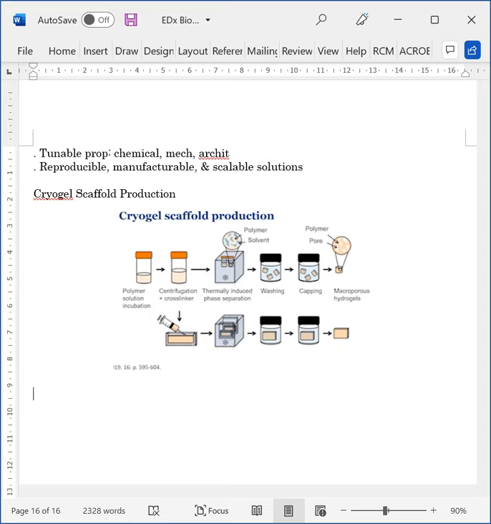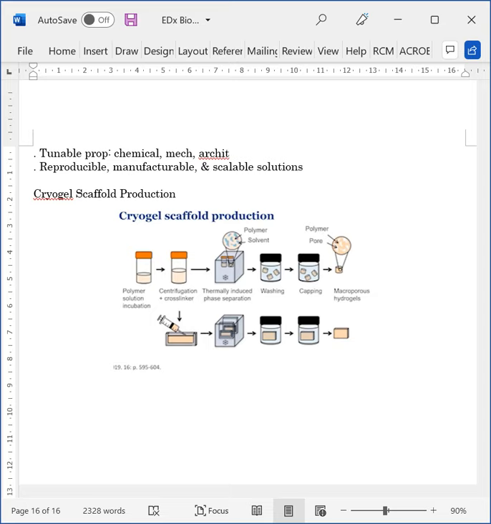We centrifuge that, add that crosslinker and freeze this system. And when we freeze it, we get separation between the solvent, typically water for a hydrogel system, and the polymer. And this phase separation, as the solvent starts to freeze out, creates a network of ice crystals that will ultimately become the templates for the pores in our scaffold. So this is the thermally induced phase separation part of the freezing process.